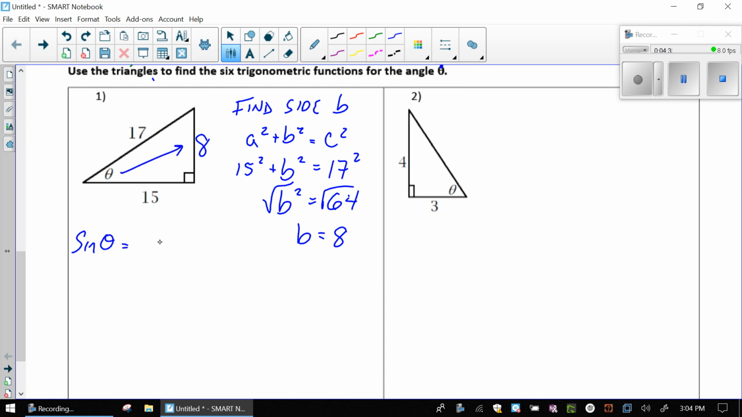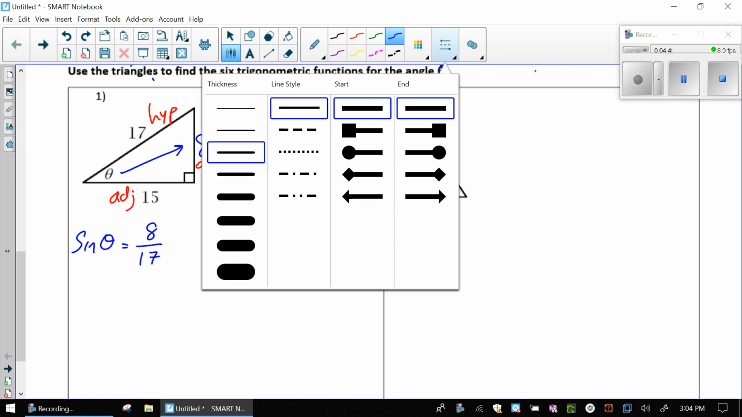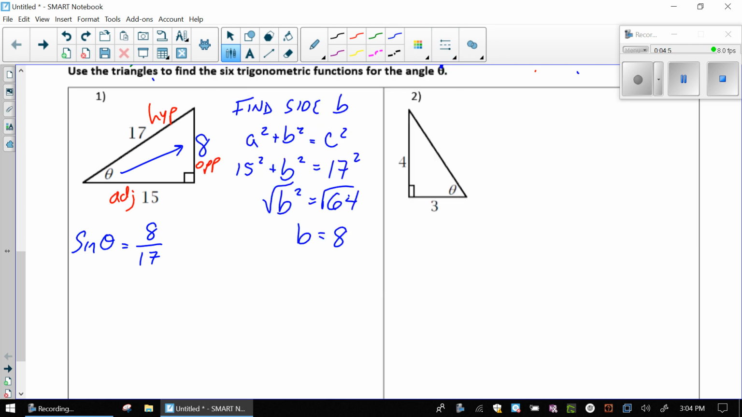Opposite side is 8. So sine theta equals 8 over hypotenuse. Okay, and if it helps, why not label these too? So according to where my angle is, that's opposite, that's adjacent, and that's hypotenuse. All right. The more you write down, the more you label, the better you guys will do and not mix things up. Next one, cosine theta is adjacent over hypotenuse, so that's 15 over 17.